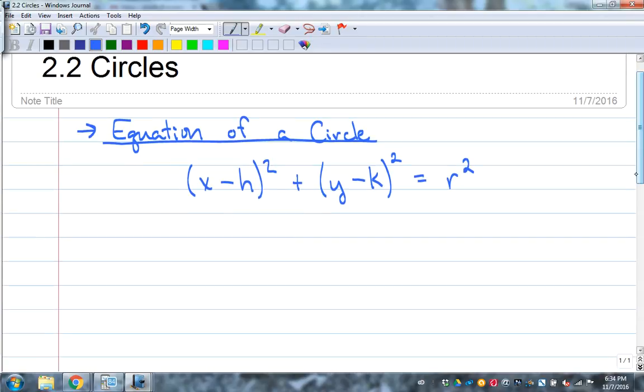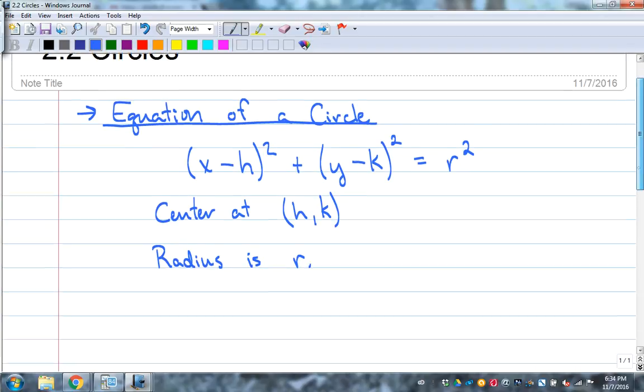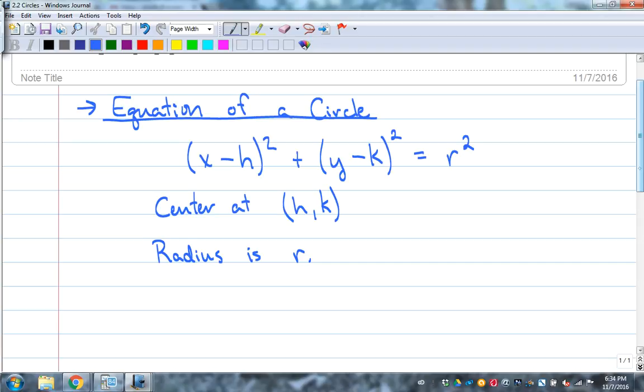Okay. Now, a lot of stuff in there. What's it mean? Well, it means it has a center at the ordered pair h, k, and the radius is r. Okay. And the equation has r squared in it, so we got to think about square roots and things like that when we talk about the radius of that. So the center is at h, k.